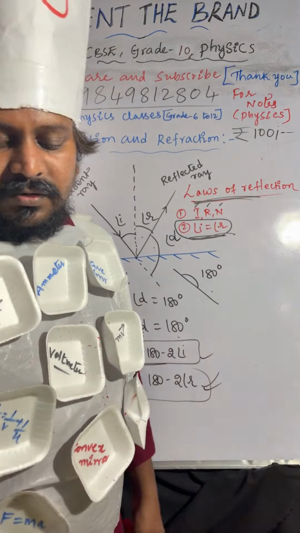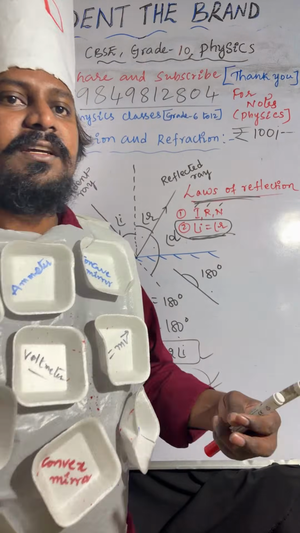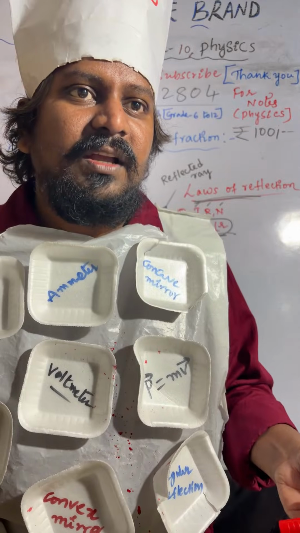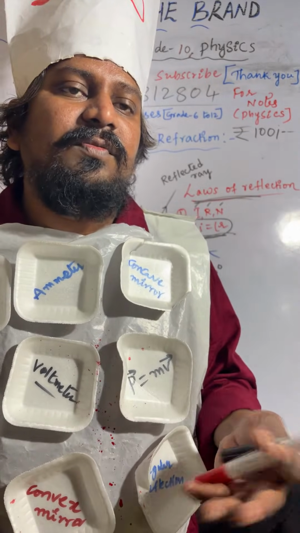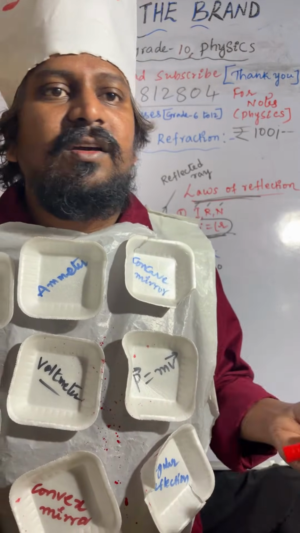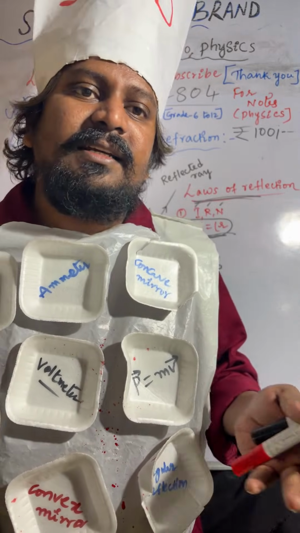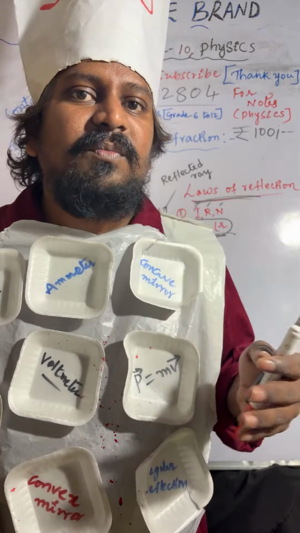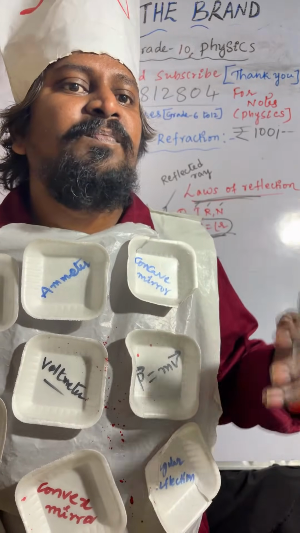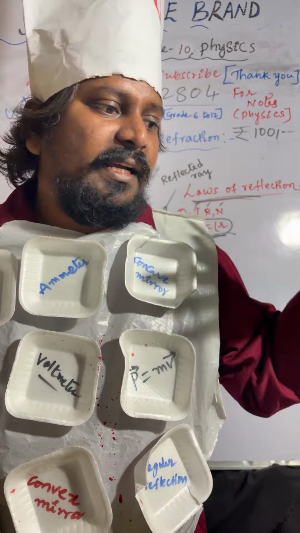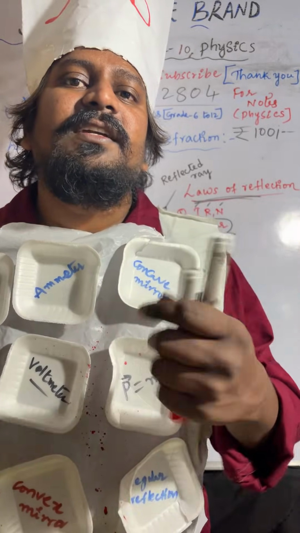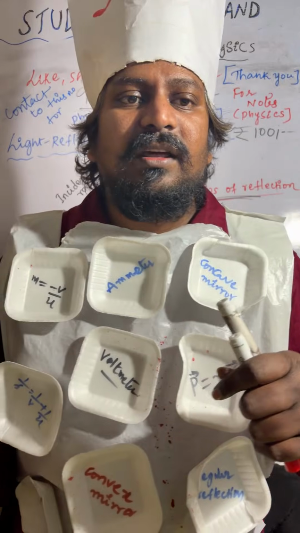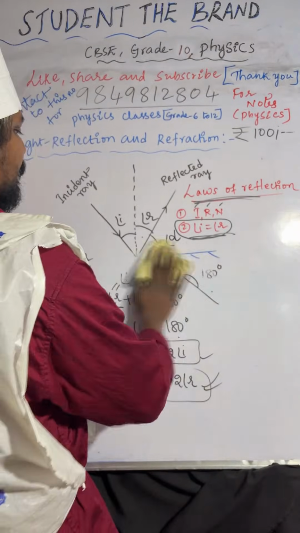Right? Now we will discuss regular reflection and irregular reflection. So what do we mean by regular reflection and irregular reflection? Regular reflection is when incident light rays are parallel, then the reflected light rays are also parallel to each other. This type of reflection is called regular reflection. Coming to irregular reflection, incident light rays are parallel but reflected light rays are not parallel to each other. This type of reflection is called irregular reflection, right?